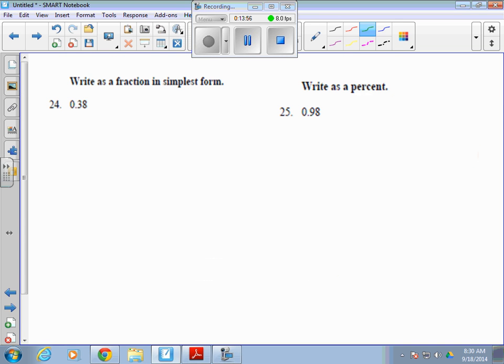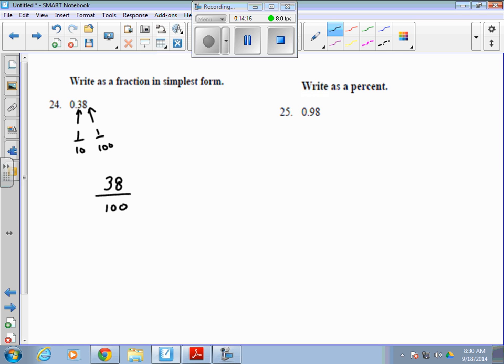24 is writing it as a fraction in simplest form. The spot after the decimal is the tenths place. The second spot after it is the hundredths place. So that means there are 38 hundredths. That's what's represented. It's the last one, 38 hundredths.